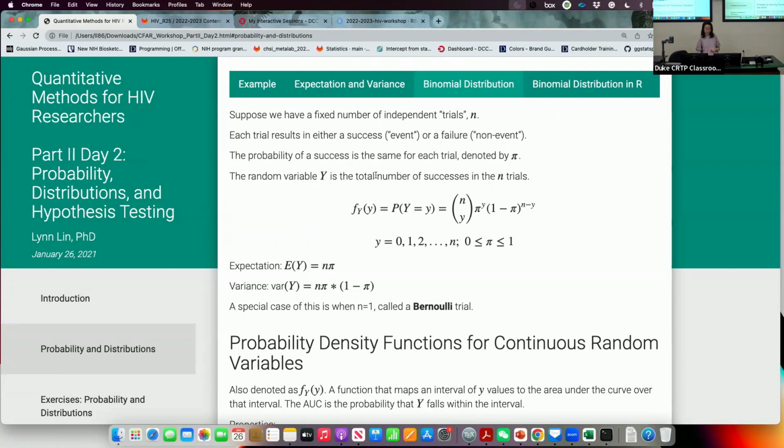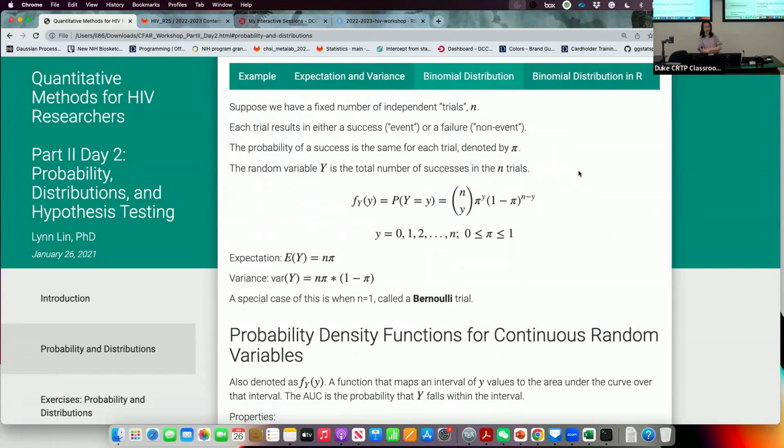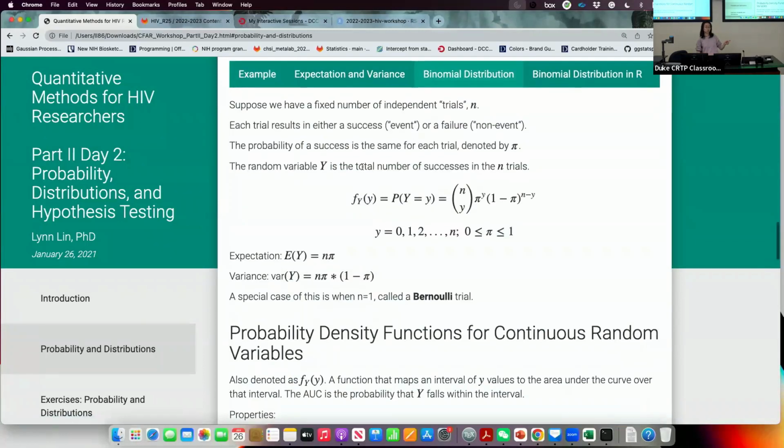So, for example, from this definition, can you give me an example where a specific random variable can be described by a binomial distribution? Maybe this is too hard, but just look at this example. Will this random variable y be described by a binomial distribution? Why? But if you really care whether the baby has type O blood, then it could be binomial. So my question is, does this y follow a binomial distribution from the description?